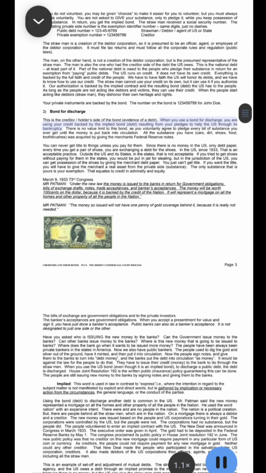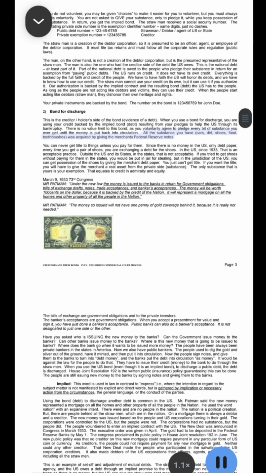When you use a bond for discharge, you are using your credit backed by the implied bond debt resulting from your pledges to help the U.S. through its bankruptcy. There is no value limit to this bond, as you voluntarily agree to pledge every bit of substance you ever get until the money is put back into circulation.